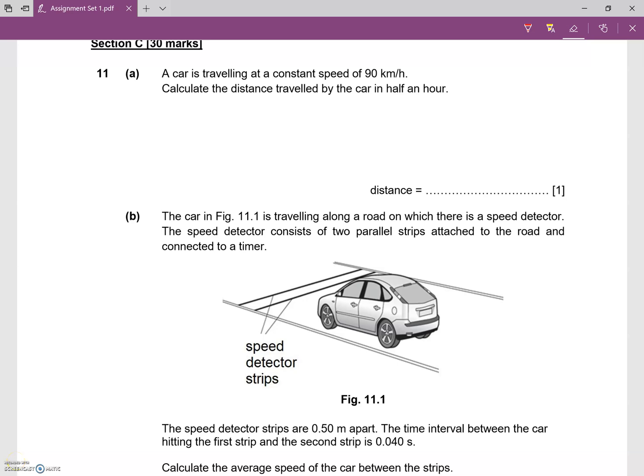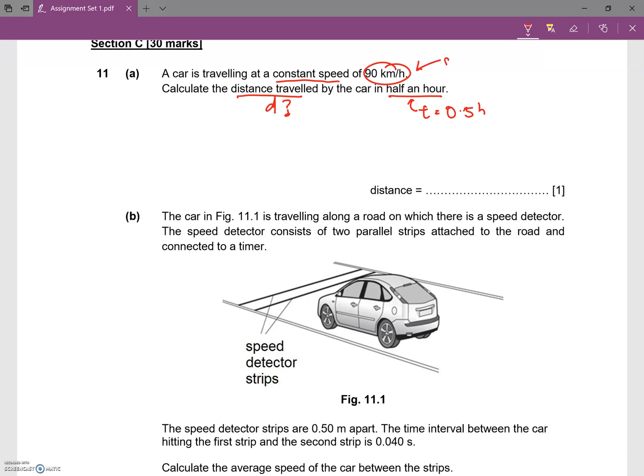Okay, now time for question 11, section C. A car is traveling at a constant speed of 90 km per hour. Do take note, this is constant speed, 90 km per hour. They want us to find the distance traveled by the car in half an hour. Half an hour is t, 0.5 hours.